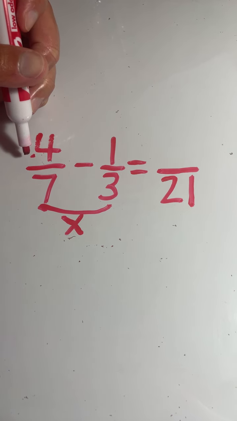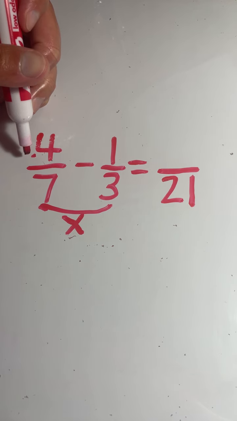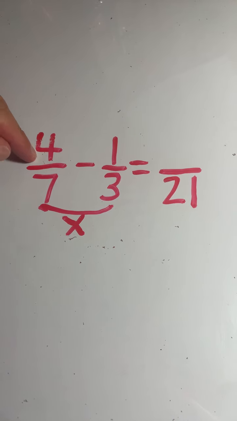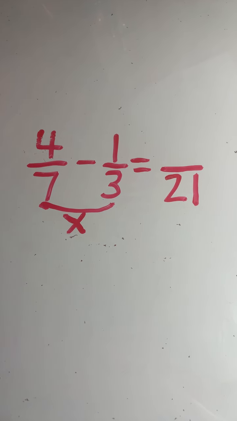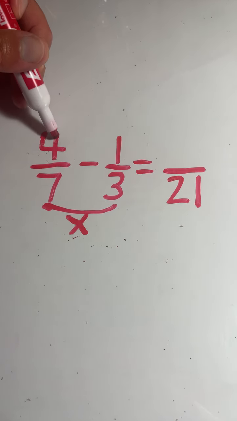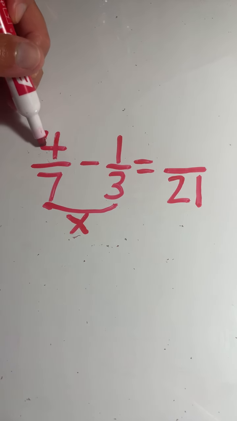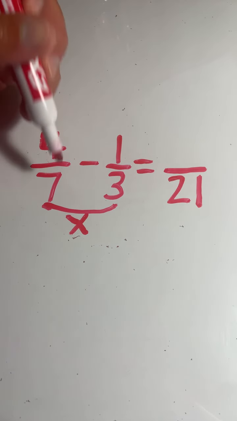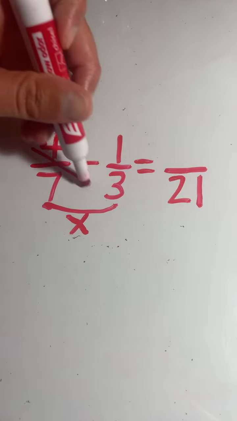I see a question mark. Well, we already multiplied 7 and 3. We did need to multiply 7 and 3, but we already did that and we got 21. But the next thing we need to do is multiply the numerator times the opposite denominator. So we got to multiply 4 times 3, and we got to multiply 1 times 7. Doesn't matter what order we do that in.